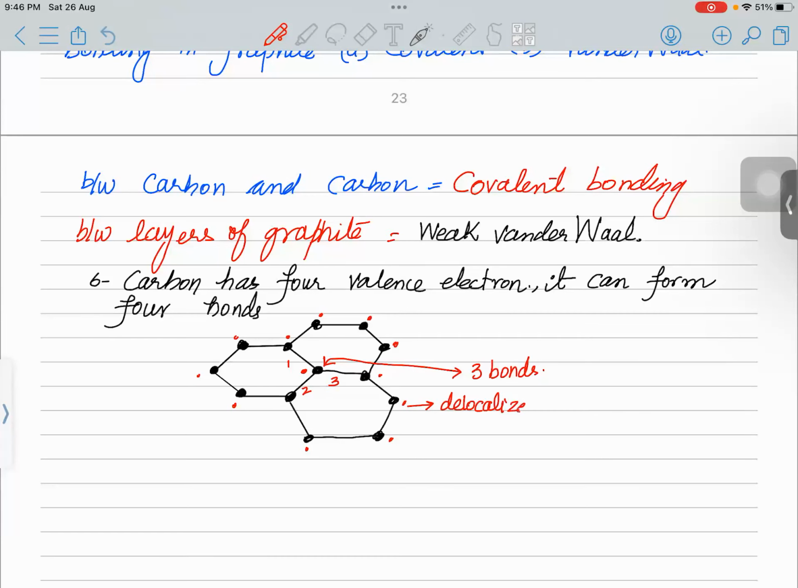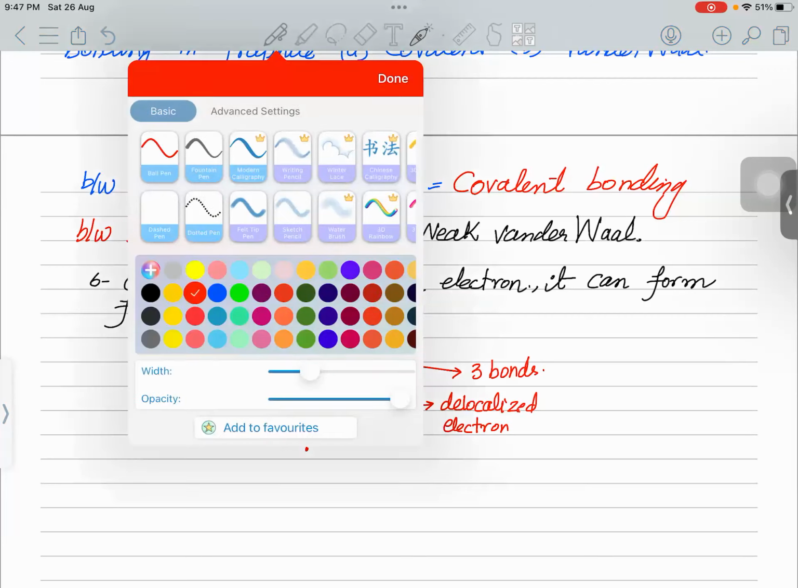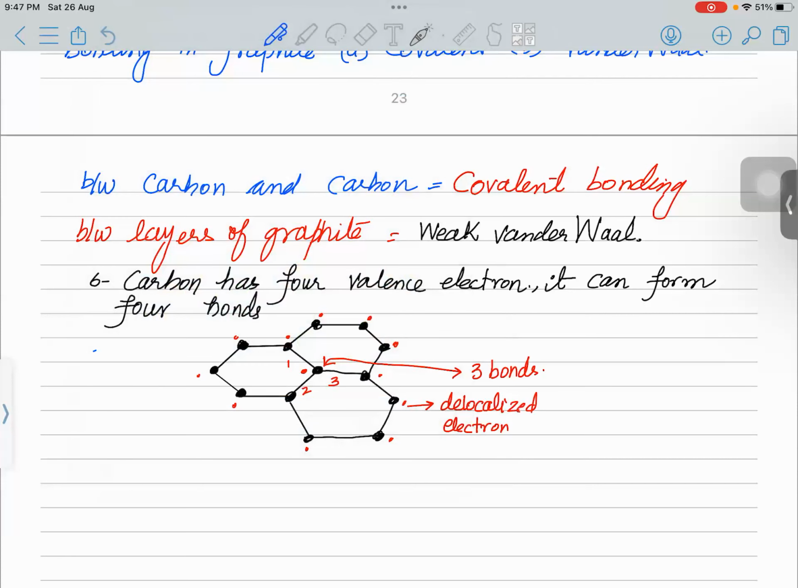Delocalized electron, because it is free. It is not encased to form any bond. Are you getting my point? Yes, sir. So each carbon atom has 4 valence electrons. It can form 4 bonds, right?